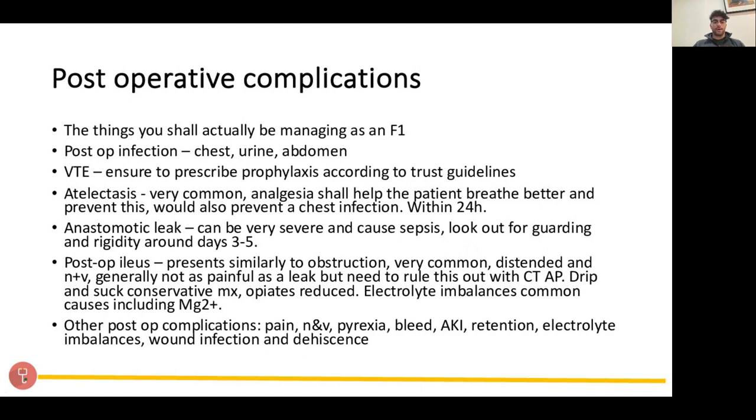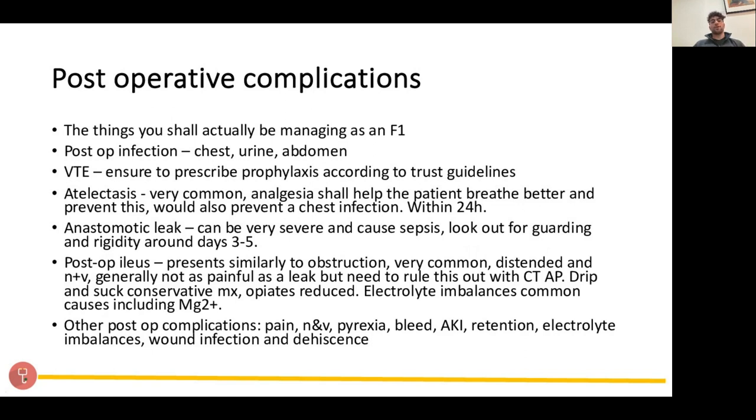Retention, I mean by that urinary retention, again, common after surgery. Catheterize. Electrolyte imbalances, that could be sodium high or low, potassium high or low, calcium high or low, and magnesium. And remember, you can't correct magnesium without correcting the calcium. You can't correct calcium without correcting magnesium.